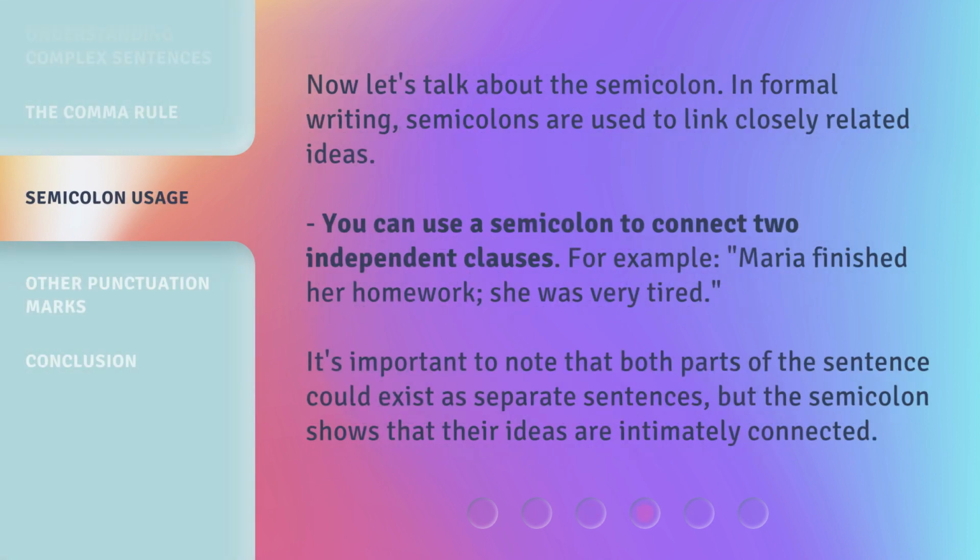Now let's talk about the semicolon. In formal writing, semicolons are used to link closely related ideas. You can use a semicolon to connect two independent clauses. For example, Maria finished her homework; she was very tired. It's important to note that both parts of the sentence could exist as separate sentences, but the semicolon shows that their ideas are intimately connected.